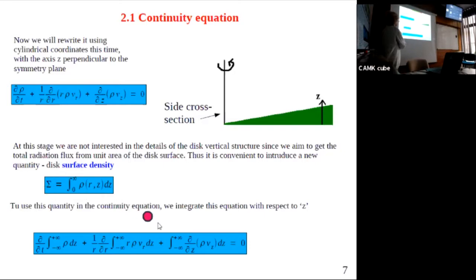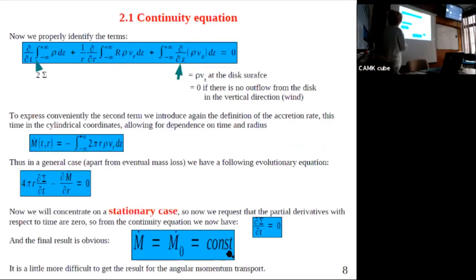So how do we really use this idea of surface density? We have to integrate this equation with respect to the coordinate z. So here we have this integration. Now we integrate from minus infinity, but this will look like 2 times this surface density. Then we have to integrate this part and this part. This part will be simple.